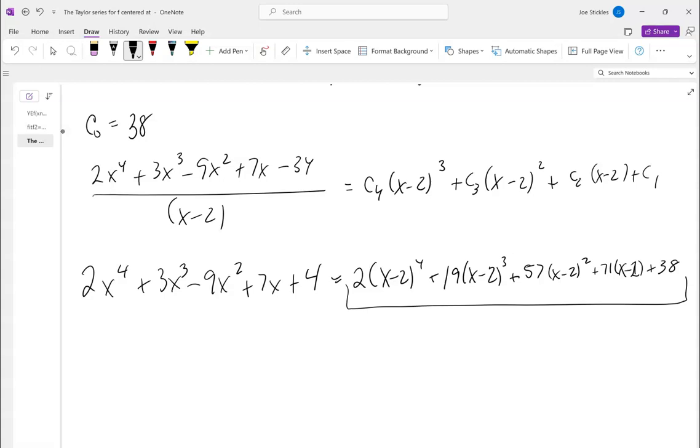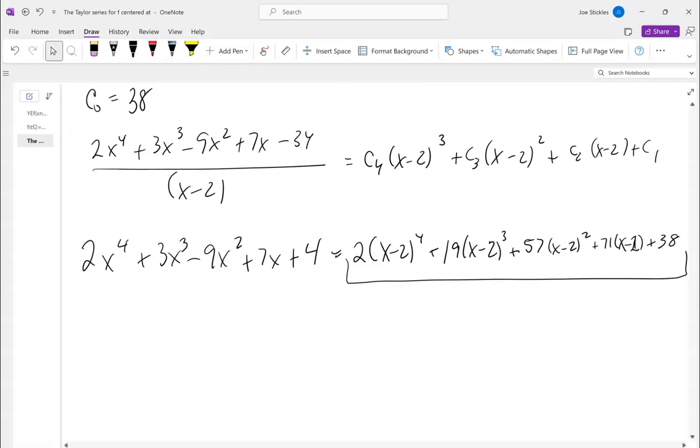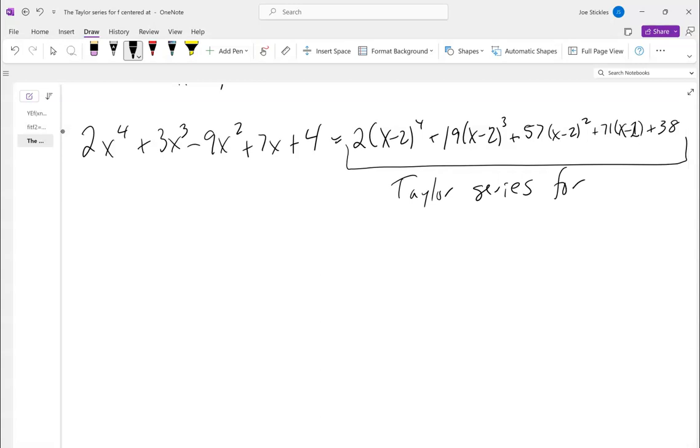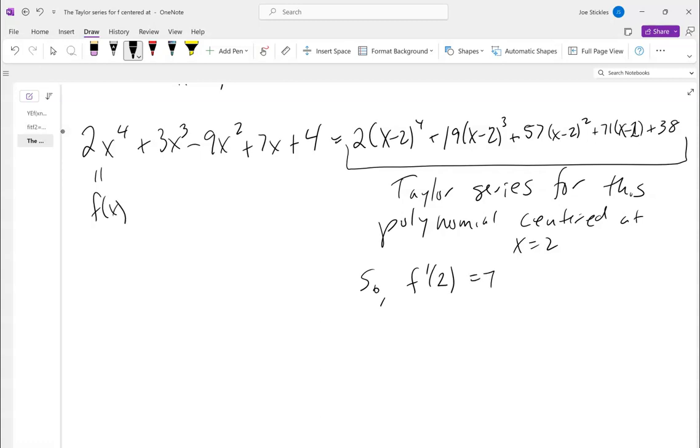Right. So again, these values here have to be the right derivatives at a particular value. So what I'm saying here is that this is the Taylor series. Let's write it down. This is the Taylor series for this polynomial centered at x equal to 2. So in particular, f prime of 2, if I call this my f of x, my f prime of 2 has to be 71. My f double prime of 2 over 2 has to be 57. The coefficients have to match. F triple prime of 2 over 6 has to be 19. And we can check that easily, right? Because we can just take the derivatives and plug it in.